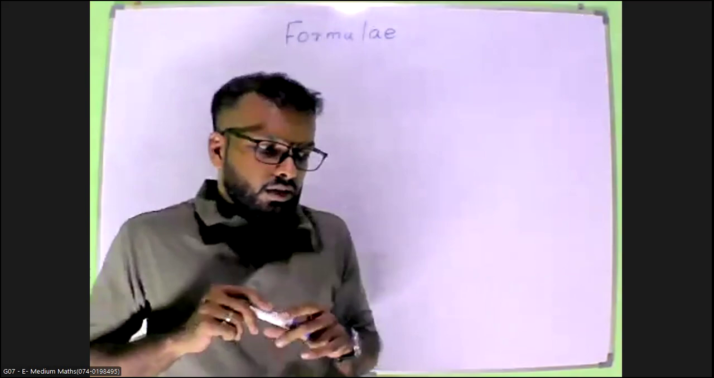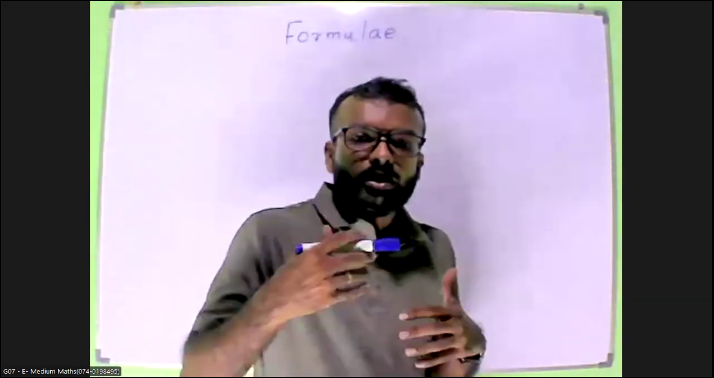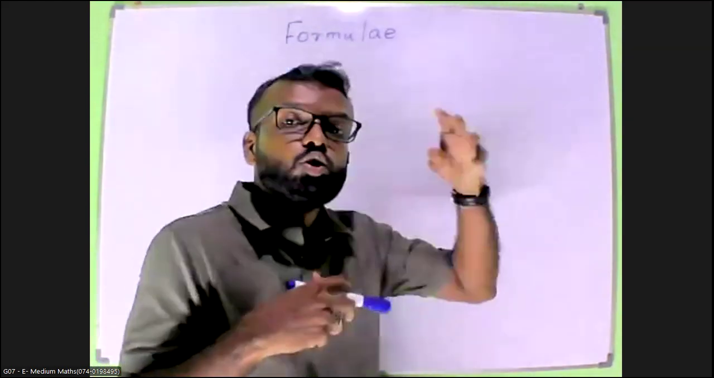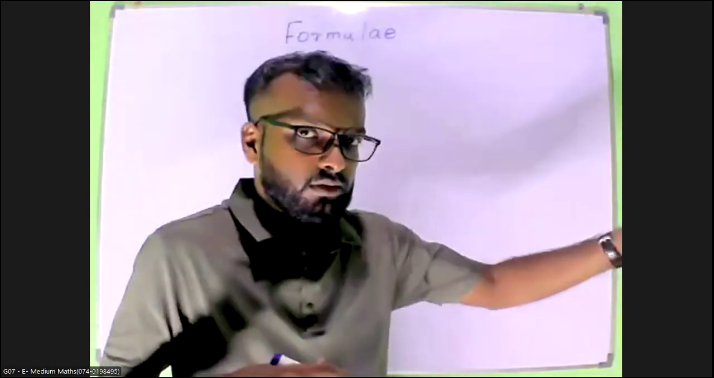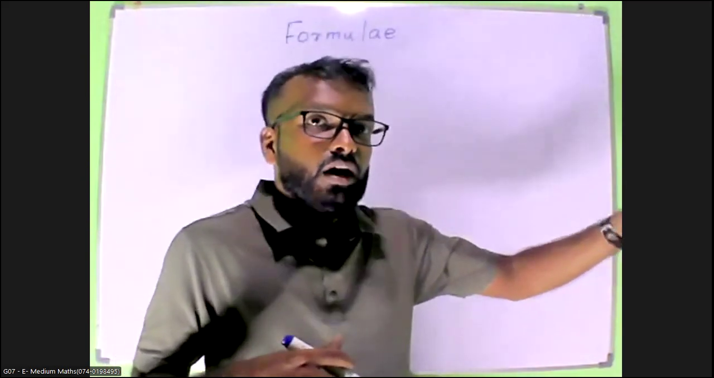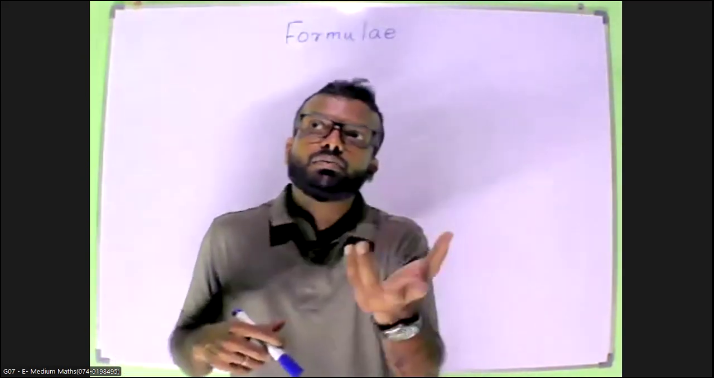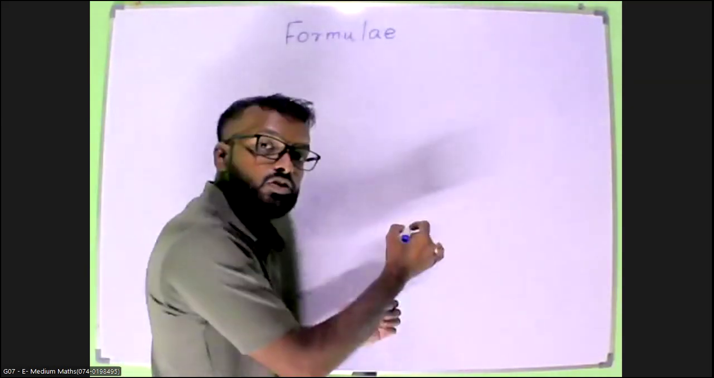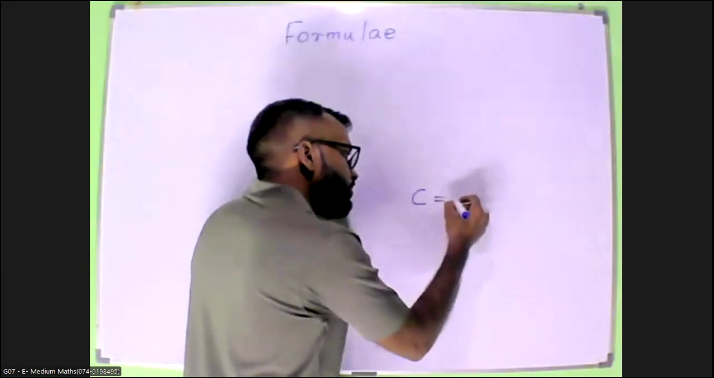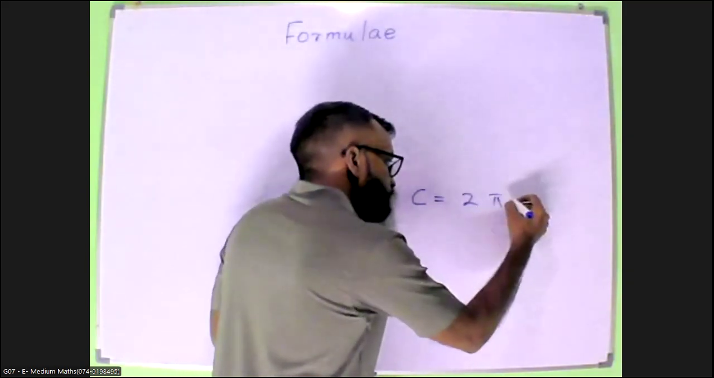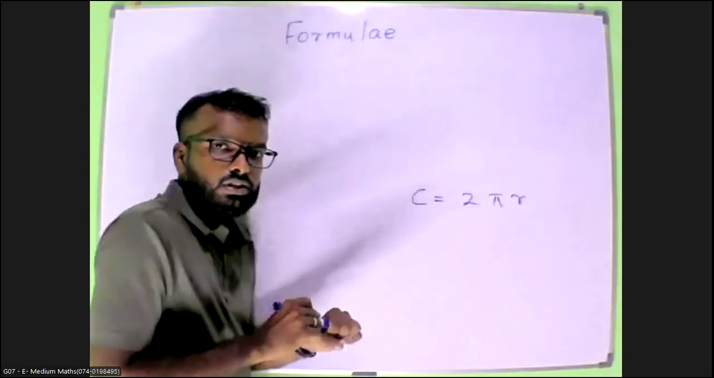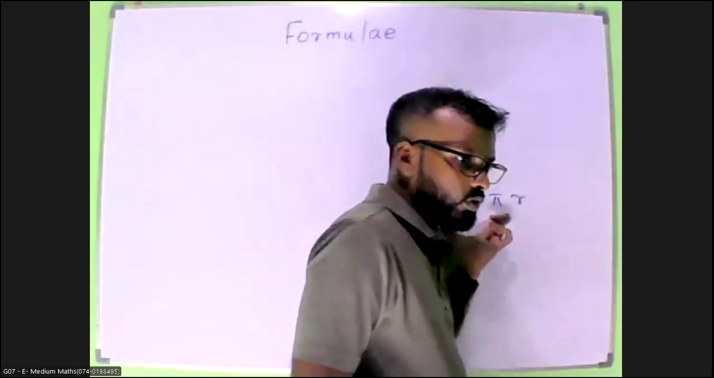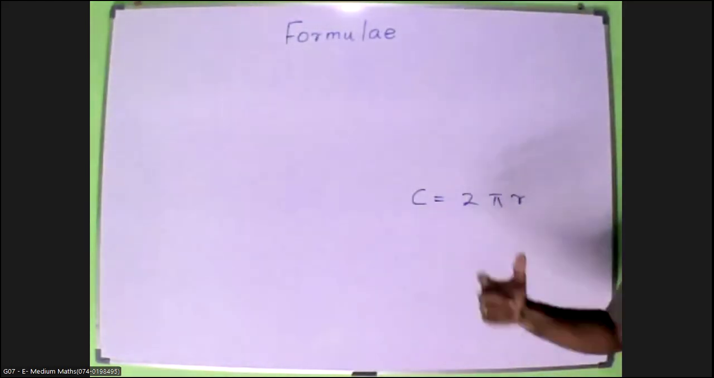So someone, a recognized person, has introduced a new equation. Let's say from your syllabus, how to find the circumference of a circle? C equals 2 pi r. So this is a formula, and also you can say this is an equation.